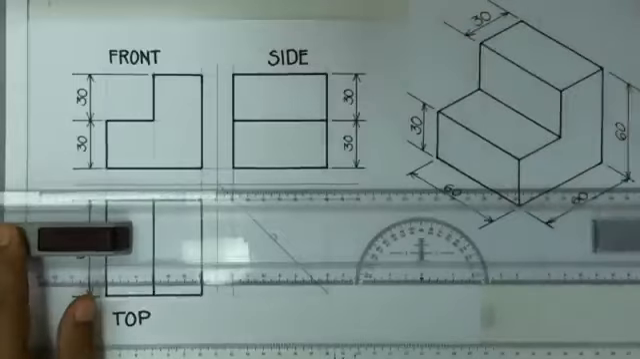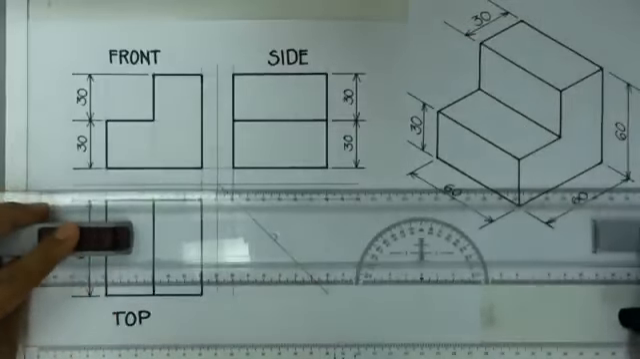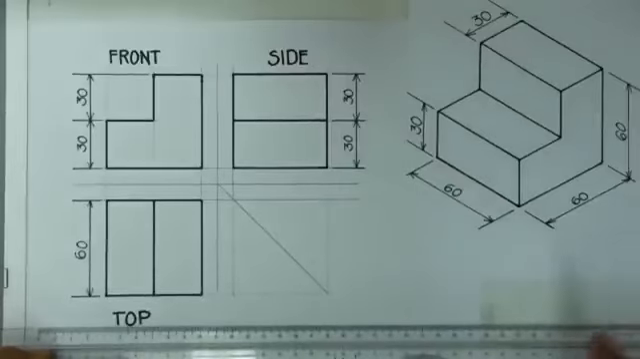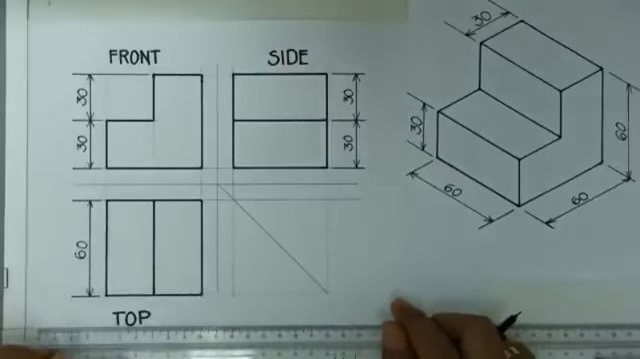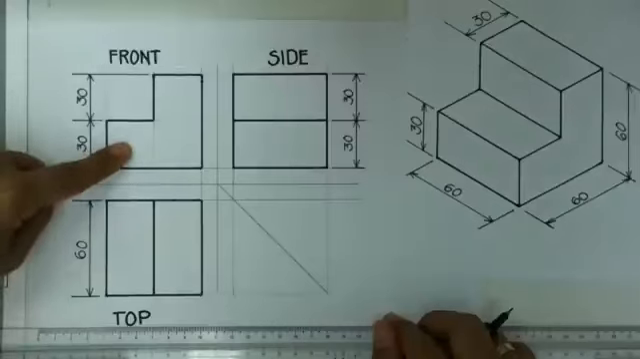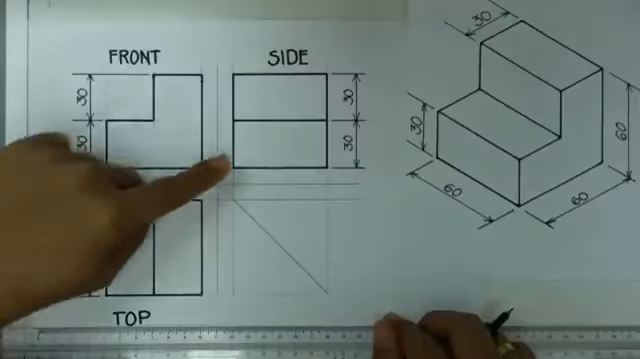We will have a separate topic or lesson for putting the dimensions. But for now, we will focus more on the orthographic drawing and isometric drawing. There you have it, our three main views, or our orthographic drawing: the front view, the top view, and the side view.